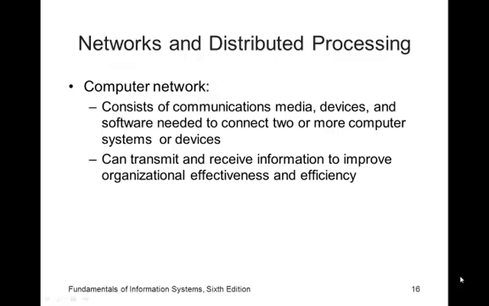So again, what is a network? A computer network consists of communications media, like wires and wireless media, devices like computers and printers, and software needed to connect two or more computer systems or devices. Also, I should include in devices the communications devices like we just spoke of, routers and modems, and network interface cards also fall into that category.